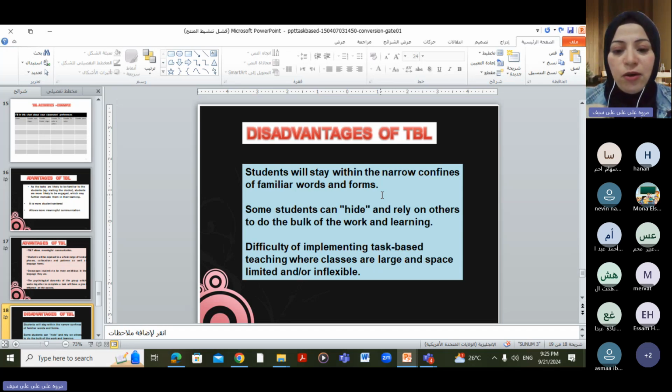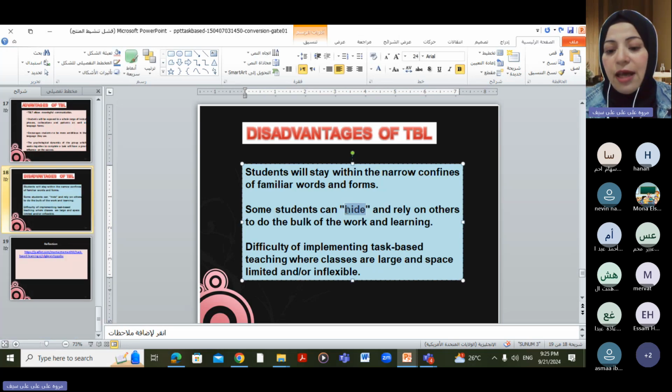They will use the familiar words, things that they are familiar with and the structures that they know, and they will not use the other ones that are difficult because they don't have them in the first place. Some students can hide and rely on others within the group to do the bulk of the work and learning. So maybe some students will not share. This happens, mostly this happens.